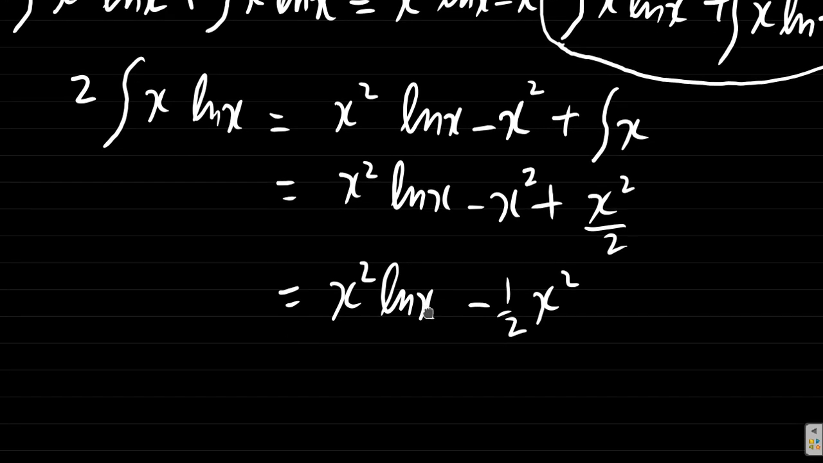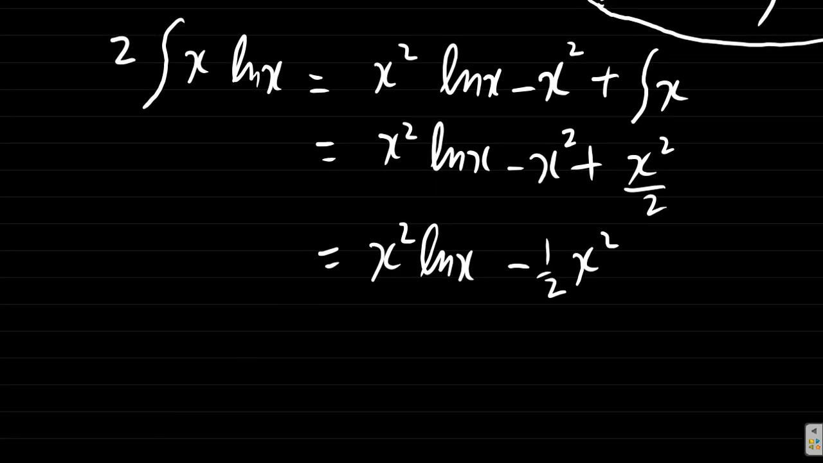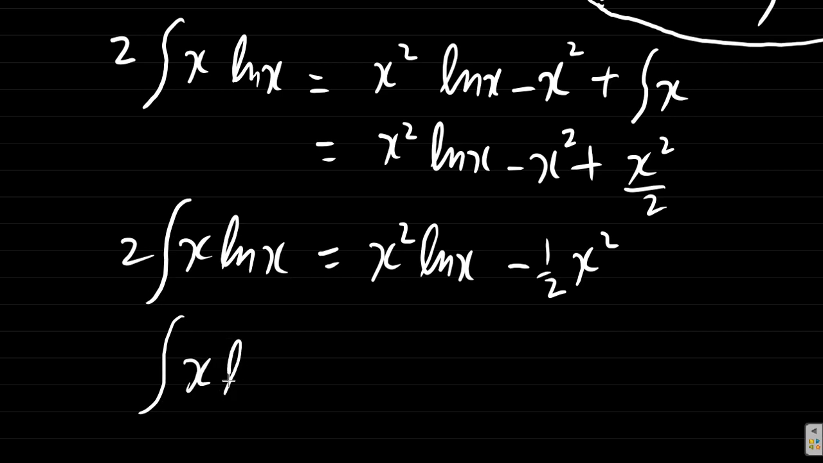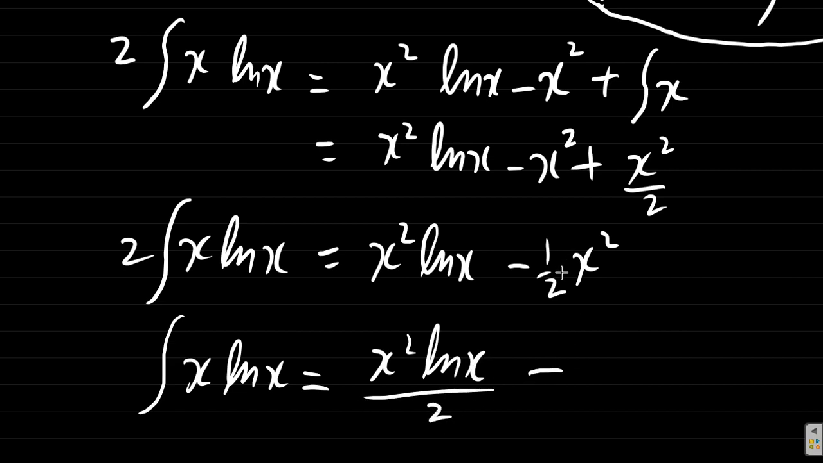Now, here, this is 2 integral of x ln x. So let's divide both sides by 2. The integral of x ln x is equal to x squared ln x over 2 minus, when you divide half by 2, you get a quarter. So it's a quarter x squared, which you could very well write as x squared over 4, and plus the constant of integration.